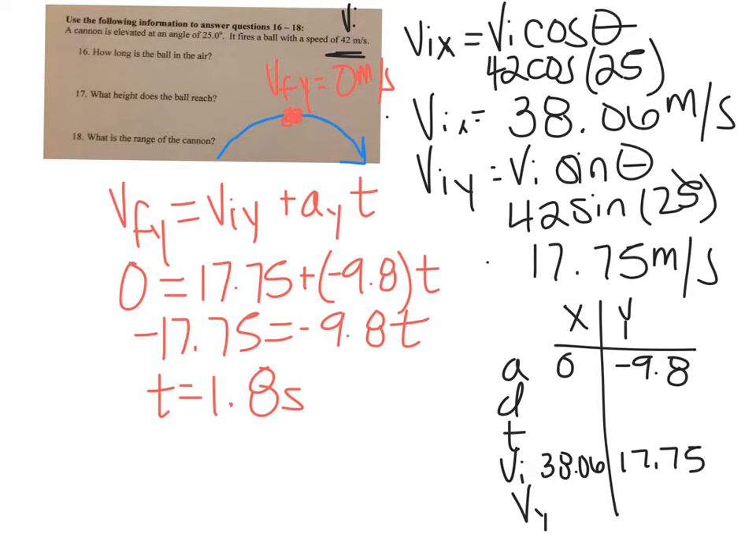However, our question says how long it's in the air. So it is still going after it gets to the top. It's got to come back down. So you're going to double this number, and it's going to be 3.6 seconds total to get to the very end. So it takes 1.8 seconds to get here, and then another 1.8 seconds to come down. Alright, so that is 16.